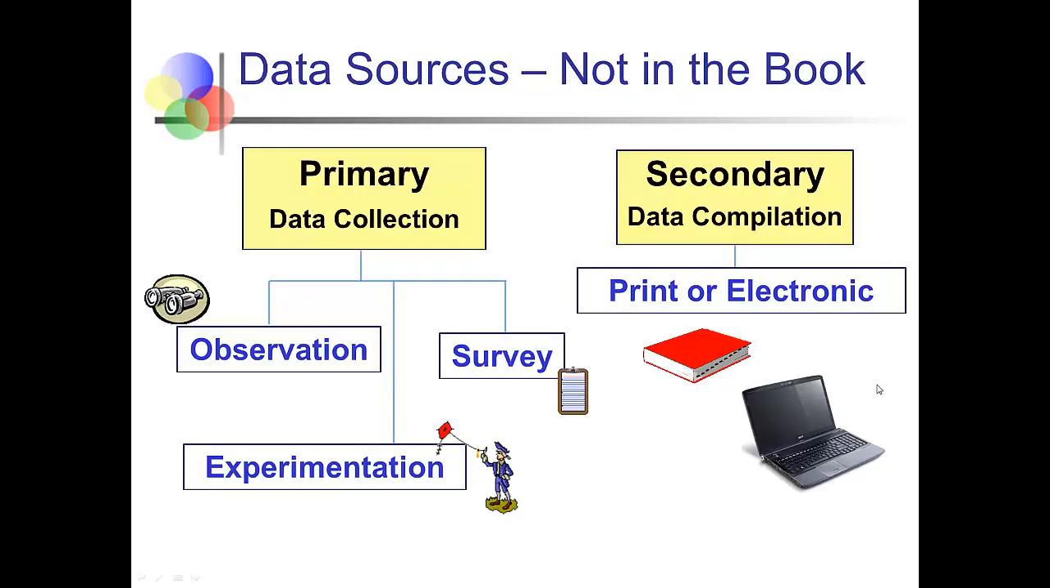Something that's not in the book: the idea of where the data come from. Primary versus secondary data. This is actually important because primary and secondary data come from different sources and have different issues when you collect them. So primary data is data that you collect yourself, or the company collects itself. So we've talked about these things: observation, experiment, survey, those kinds of things where the company actually engages in collecting the data. That's primary data because the companies collected the data themselves.